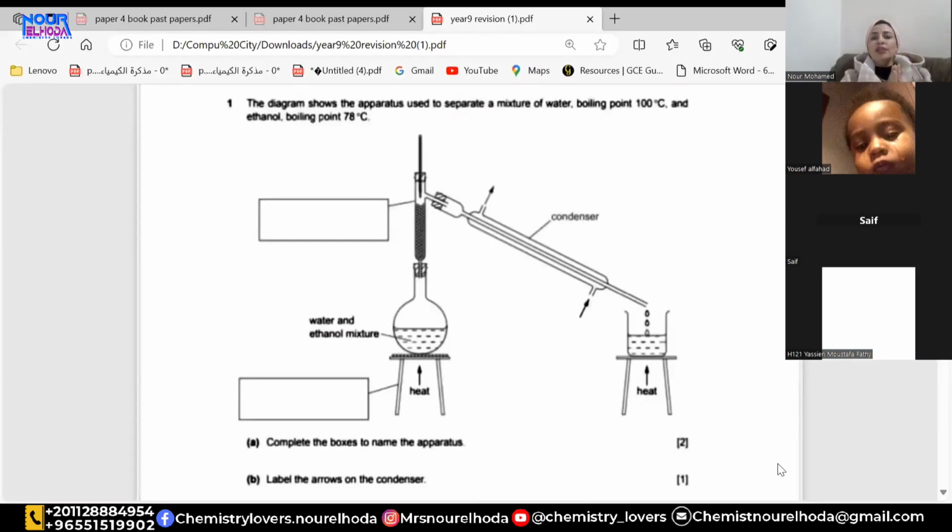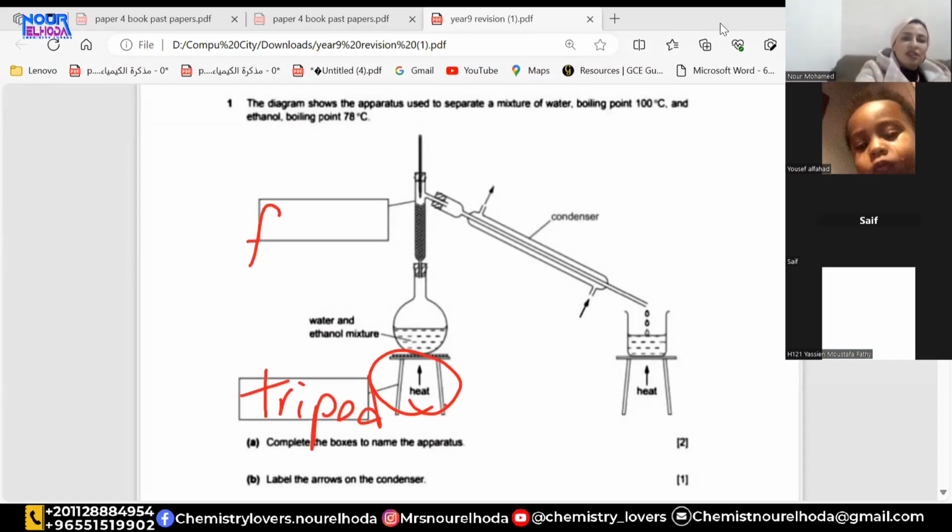Let's start by revising these questions. First of all, what do we call this long one? We call this the fractionating column. This long one is called the fractionating column. What about this one? I'm not going back to reply, I will check the questions at the end so we can finish. What do we call this? This is called a tripod. So is this a tripod, or is this a fractionating column?